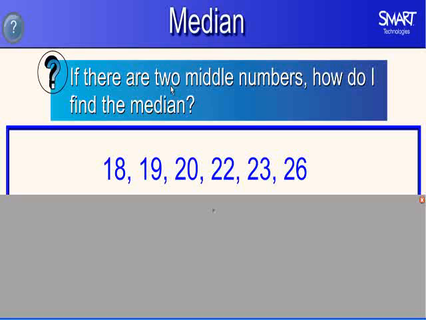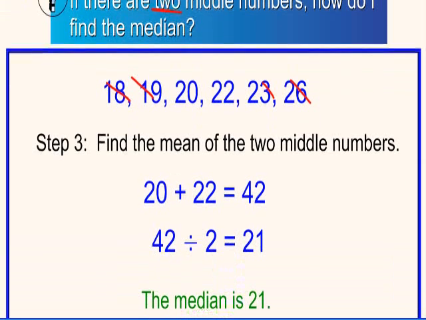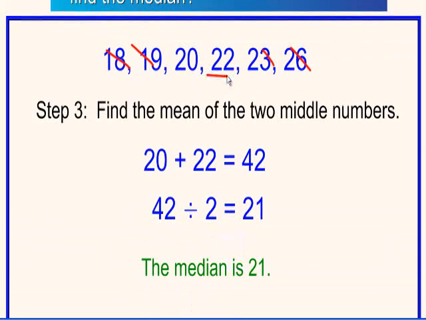Now, if there are two middle numbers, how do I find the median? So here we do have these 18, 19, 20, 22, 23, 26. So if I were to use the same method and start crossing them out, I have two numbers in the middle. So here's what we have to do. I'm actually going to find the mean of the two numbers in the middle. So out of the 2, so 20 and 22, I'm going to add them up, get 42, and divide by 2, because we're dealing only with these two numbers. So the median is 21. So although it's not in the list, it is the middle number to the list.